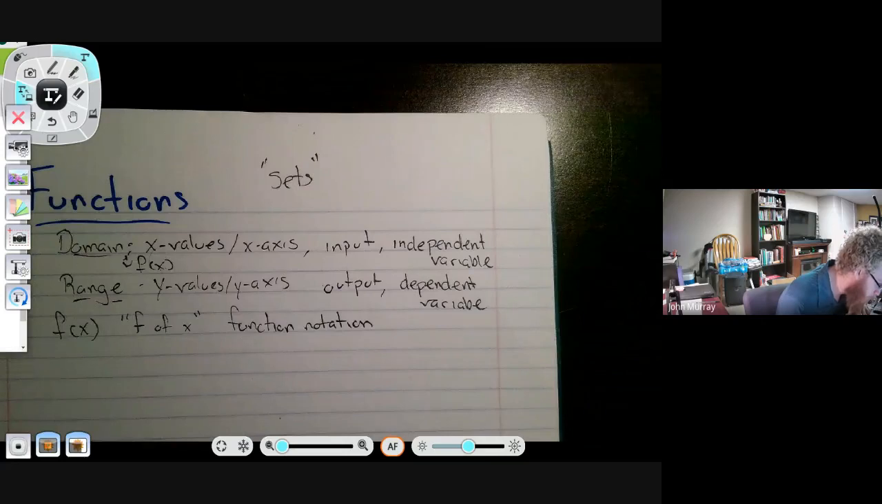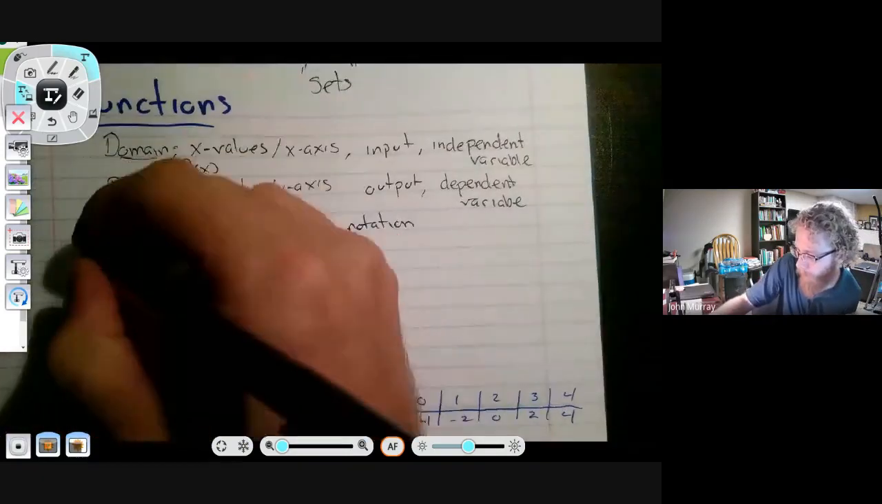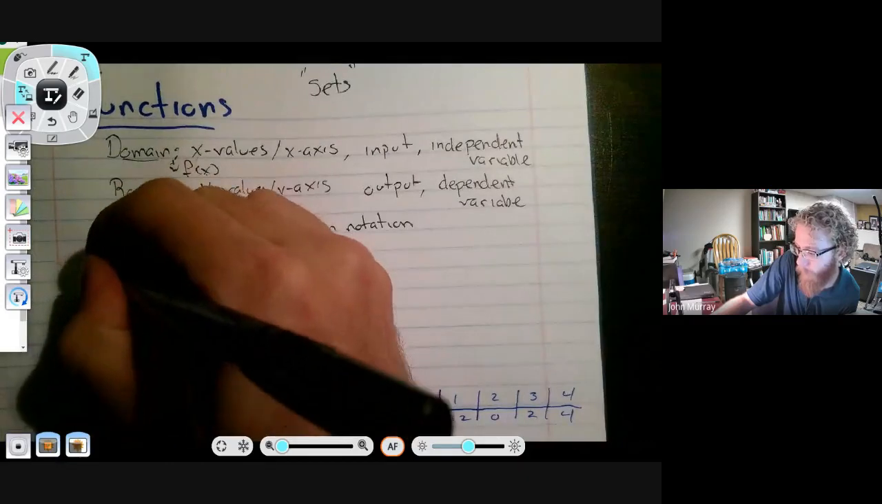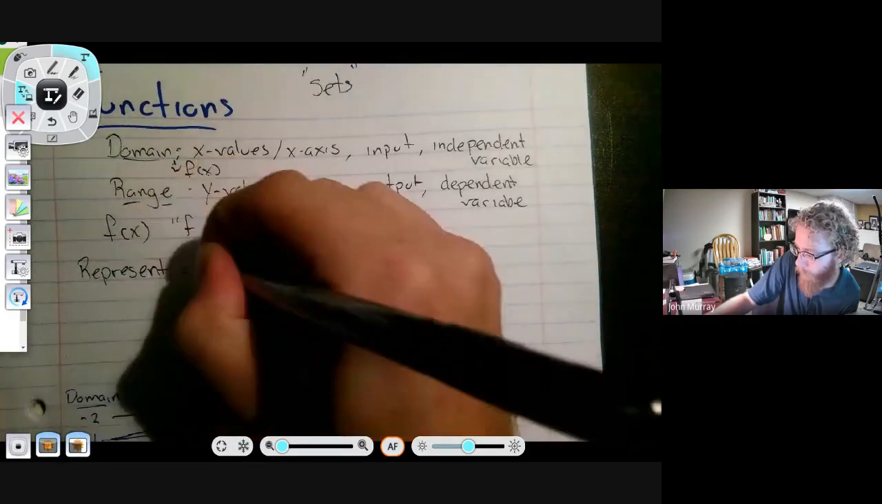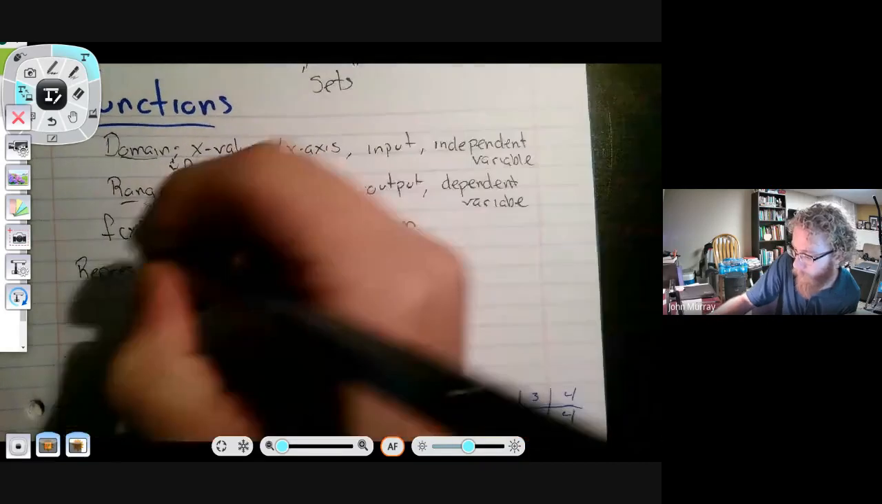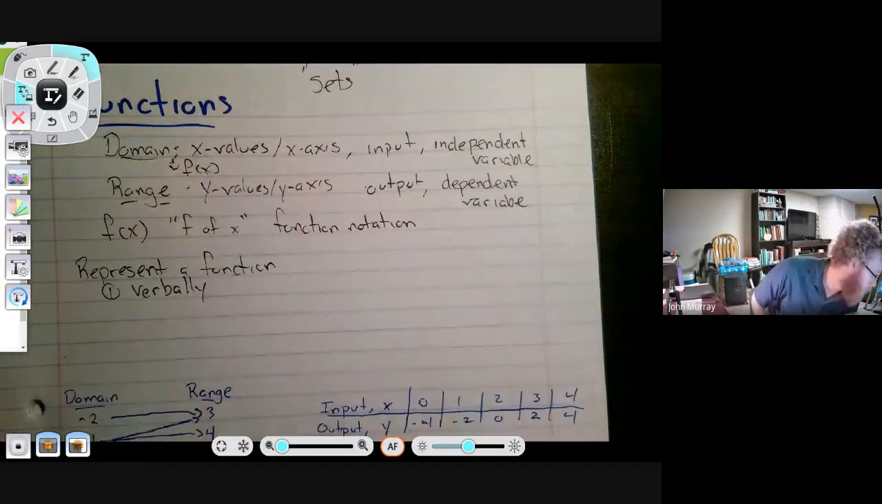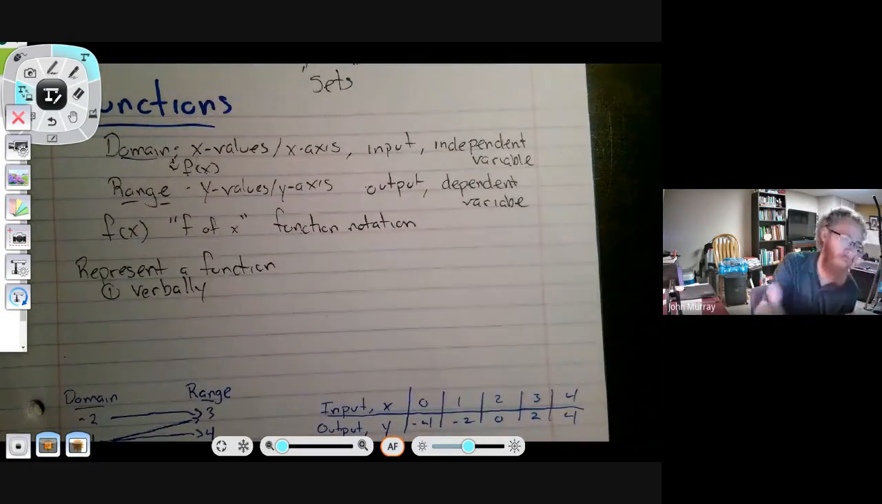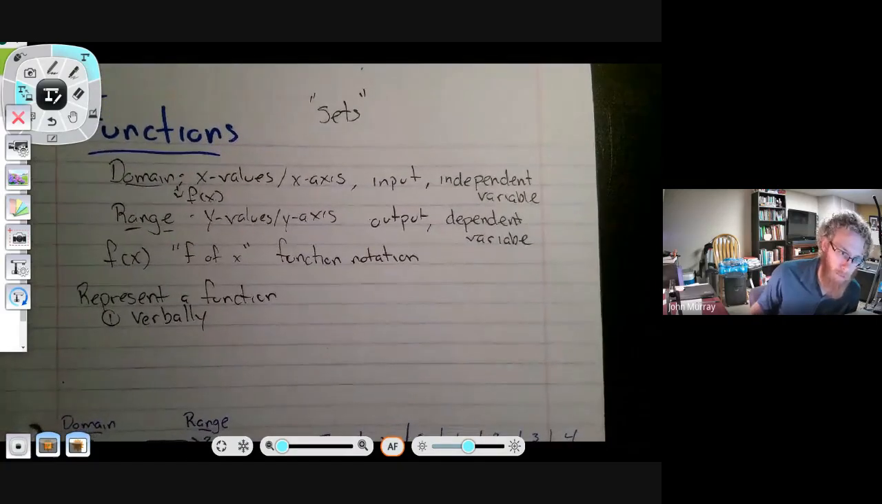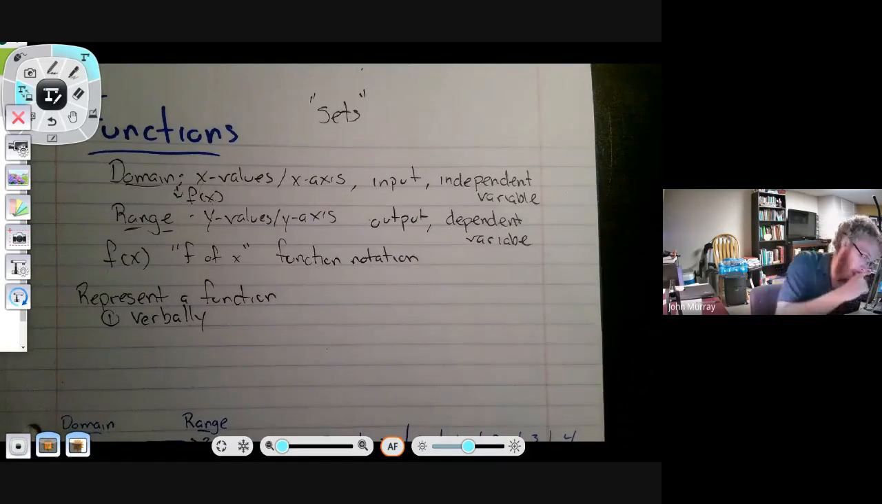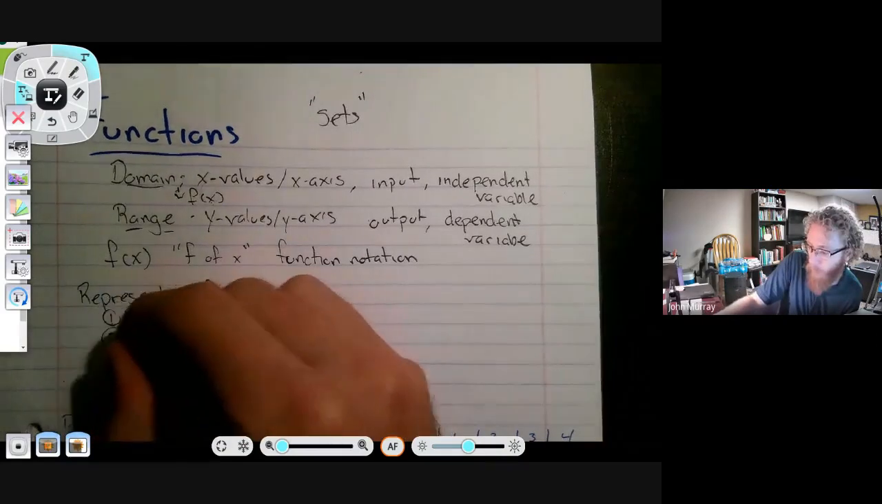Okay. There's four ways to represent a function. The first way is verbally. You can have a sentence like a word problem. I don't know if you're talking about profit, if you have a company, population, or if you're talking about science, things like that.